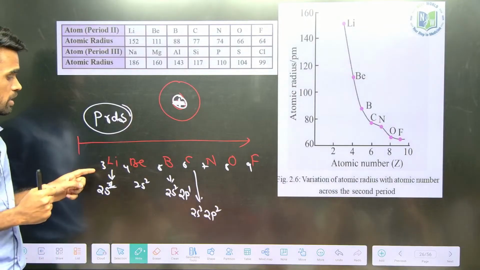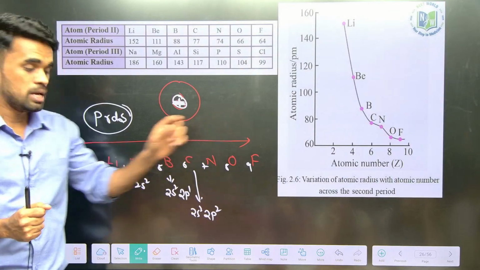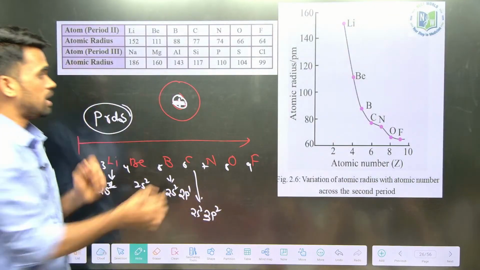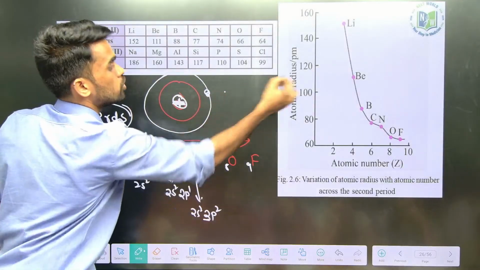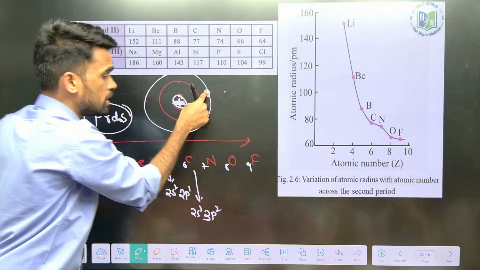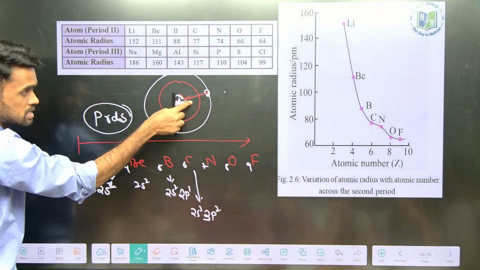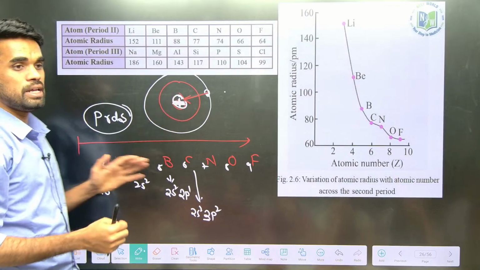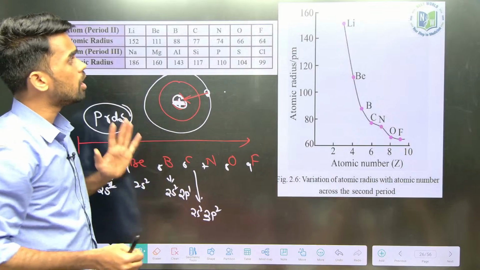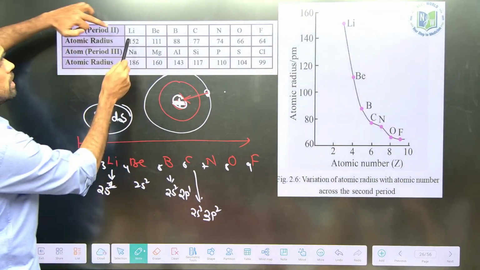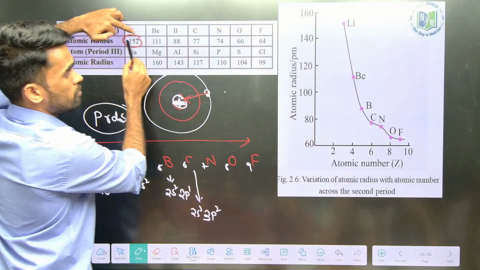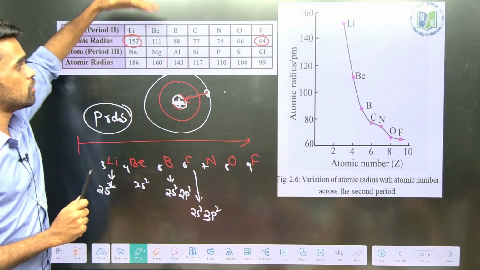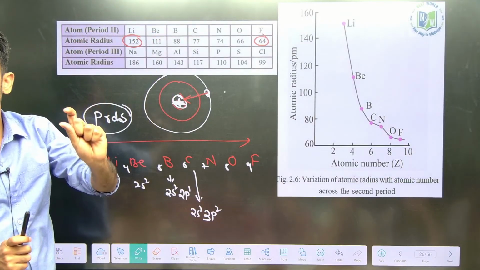So now see here, atomic number is increasing means protons increasing, but the newly added electron is going into the same energy level, the same shell. They are not going to the upside, they are only here. So now the nuclear forces will drag this. So what happens to its size? Across the period, atomic radius decreases. You can see the experimental data also. Lithium is 152, as we move from here to here, fluorine is 64. Is it decreasing or not? Yes. No need of remembering the values, you just need to know the order.